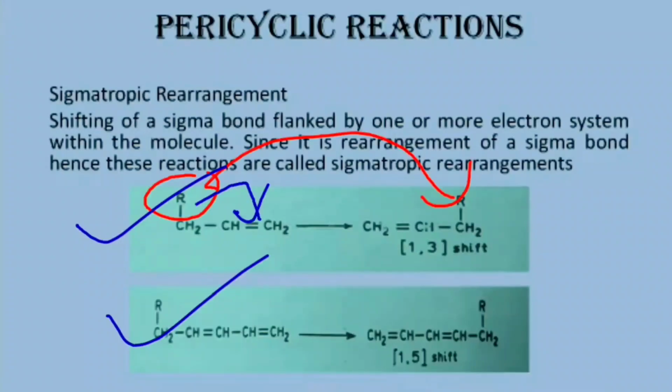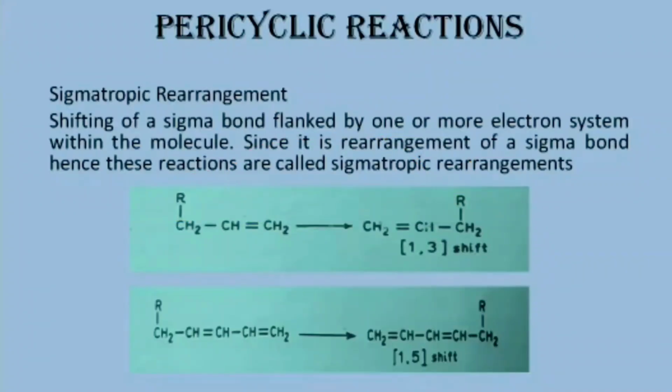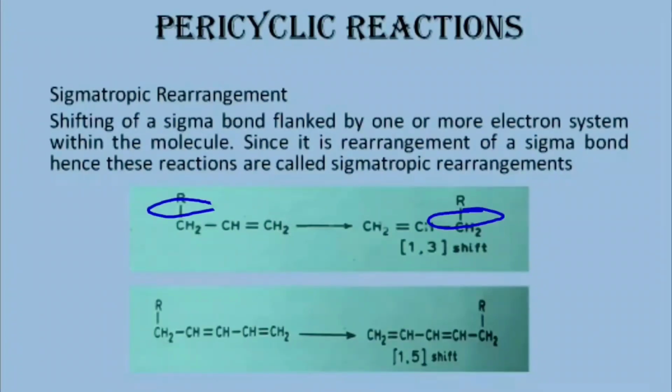Here this R is shifted from position 1 to position 3. That's why this is known as 1-3 shift. Whereas in this example, that R is moved from position 1 to position 5. That's why it is known as 1-5 shift. So in this way there is shifting of sigma bond, so known as sigmatropic rearrangements.